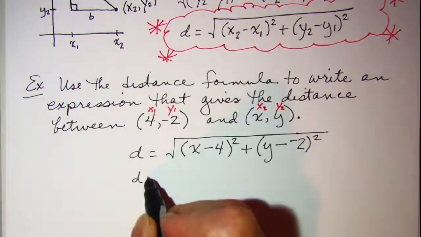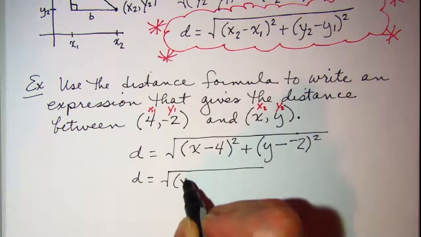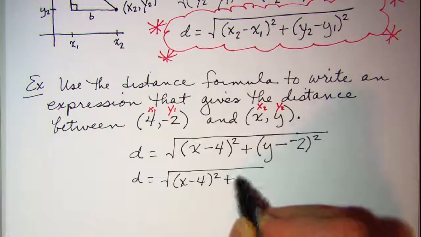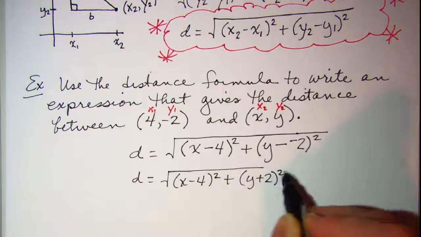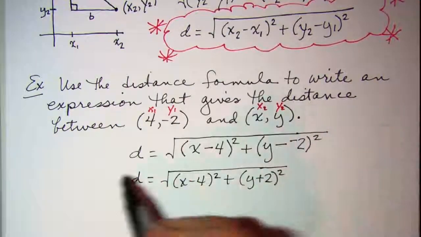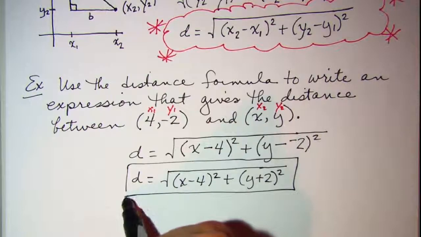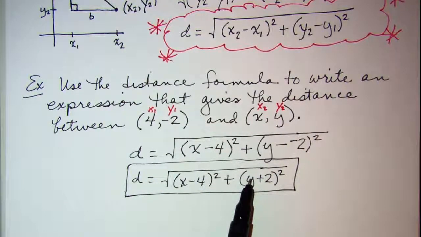So my answer on this would be the square root of x minus 4 quantity squared plus y plus 2 quantity squared. And you wouldn't multiply that out unless you had to go further and do something else with it, and it would be beneficial. But this is fine to leave it like this.